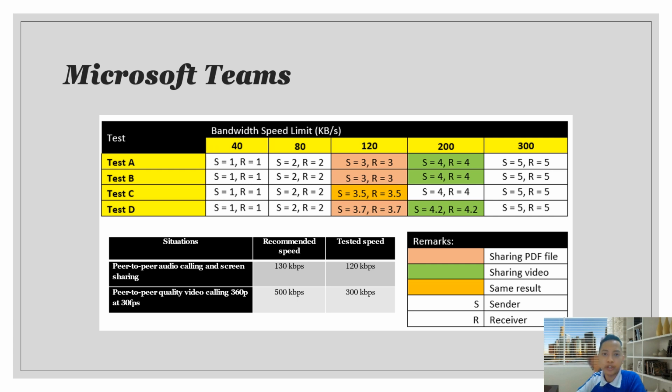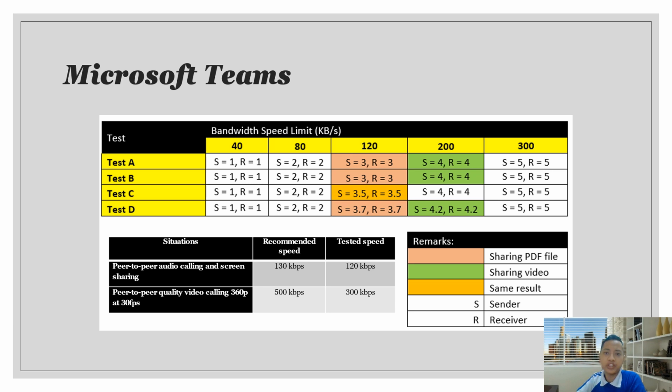From the test, we can conclude that in every situation, if the sender is only sharing content of a PDF file, a minimum speed of 120 KB per second is needed to ensure good two-way communication with the receiver. Be noted that at this particular speed, the quality is rated between 3 to 3.7 out of 5 in all situations, while 200 KB per second is required for the sender to share video contents in good quality at 4 to 4.2 out of 5.